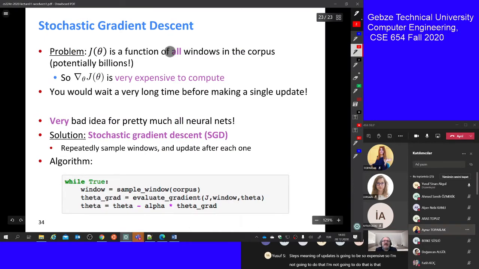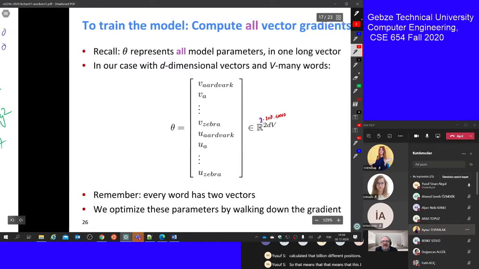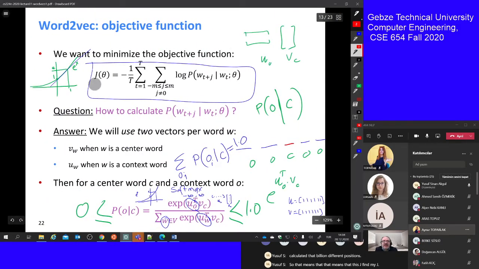Instead, we will do this. This objective function is a function of all windows in the corpus. All windows means that if I have a billion words in my corpora, this objective function is going to be calculated at a billion different positions. So this J is going to be calculated from 1 to 1 billion. That's going to be so expensive.